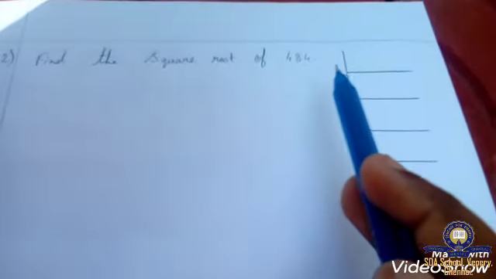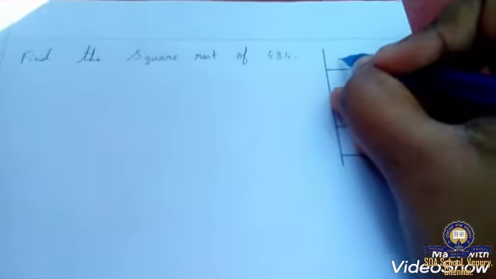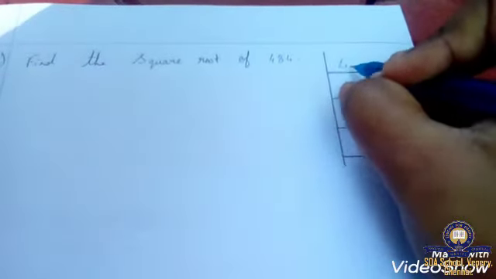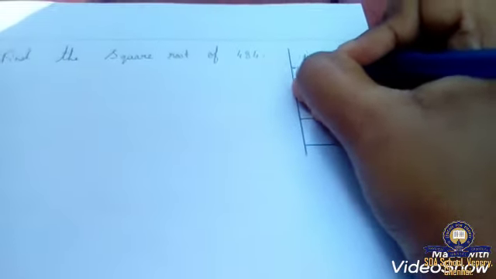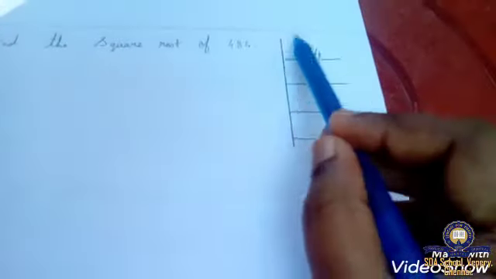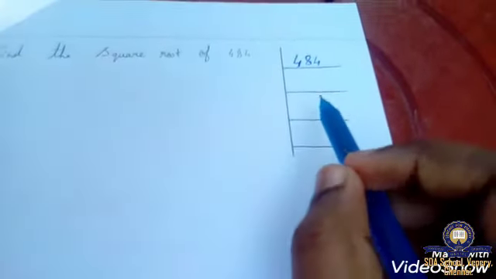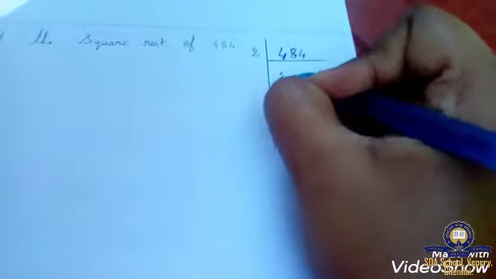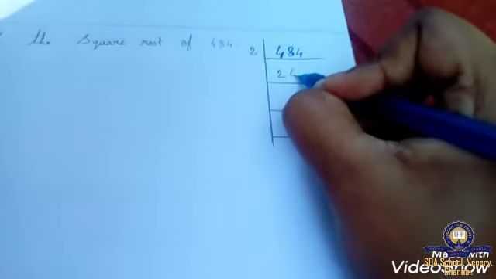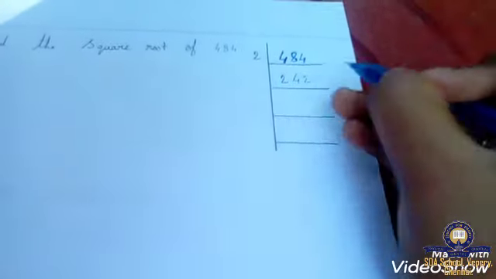Now let's see another example to find the square root of 484. 484 is a perfect square, so let's use our prime method. First we know that 484 is an even number, so it is divisible by 2. So we get 2 2s are 4, 2 4s are 8, 2 2s are 4.